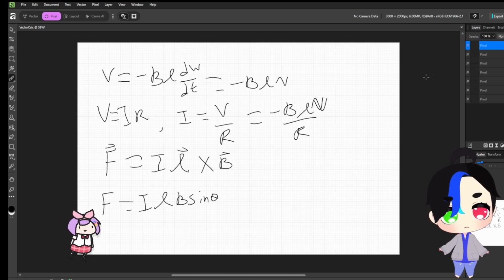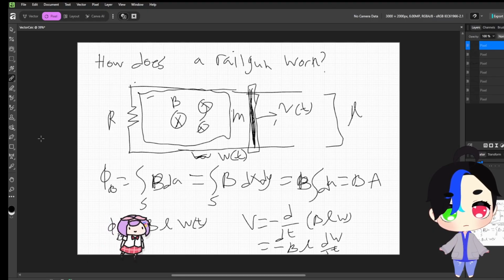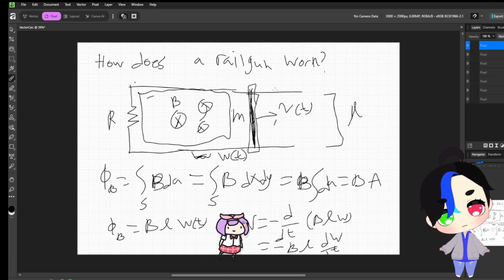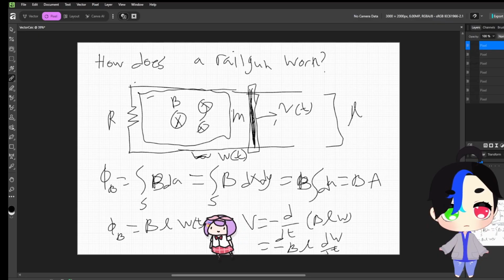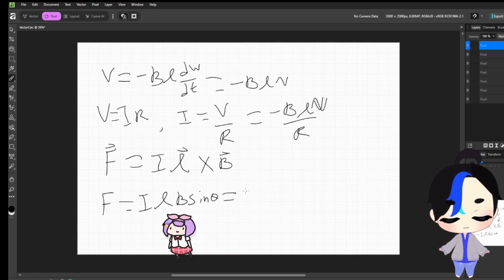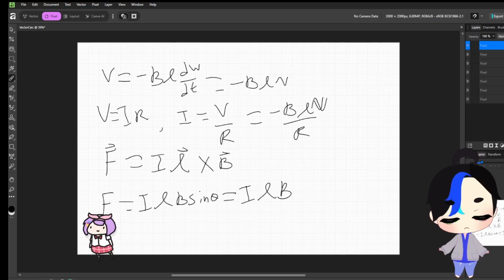Well, the circuit path, if I bring back the diagram, is along the page, right? It's in the XY plane. The magnetic field, which is going into the page, is perpendicular to the XY plane. So that means we have sine of 90, and it is in fact just the current times the length of the path times B.